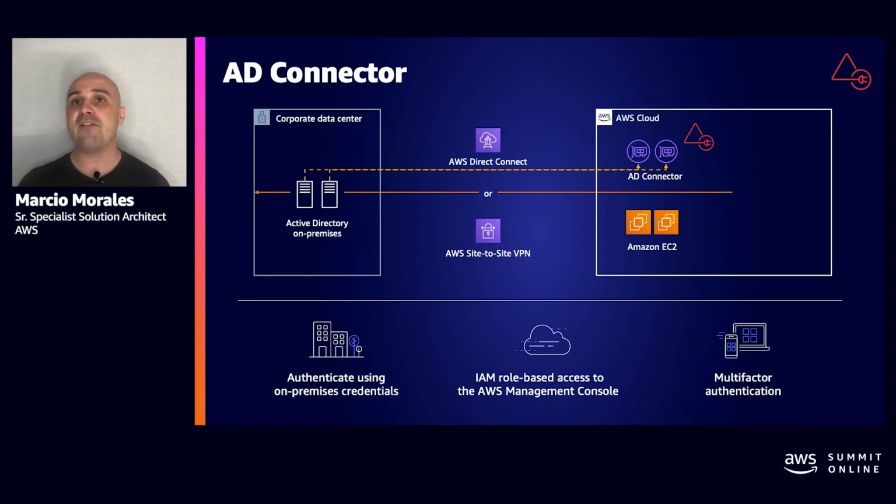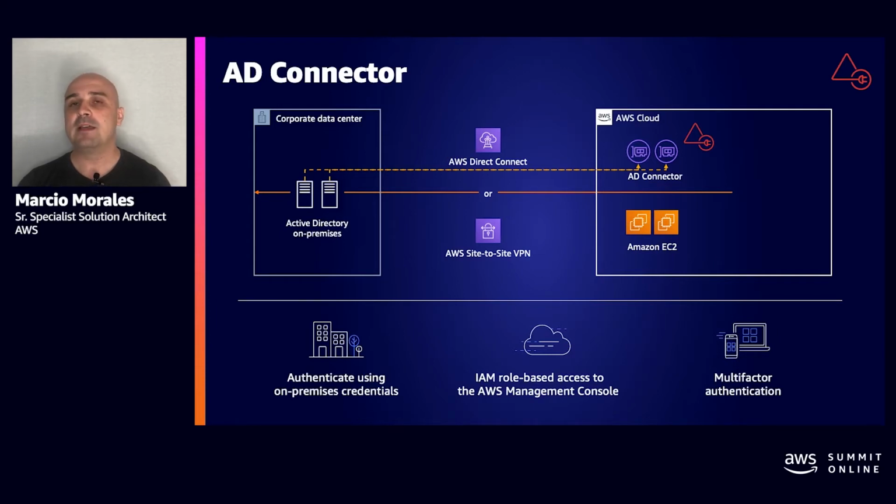So let's say you have Amazon EC2 instances running on AWS, and those instances must be part of an Active Directory domain. Let's say your on-premise Active Directory domain. However, you don't want to have domain controllers running on AWS. So AD Connector is going to proxy all the directory requests through your VPN or Direct Connect back to your on-premise Active Directory.